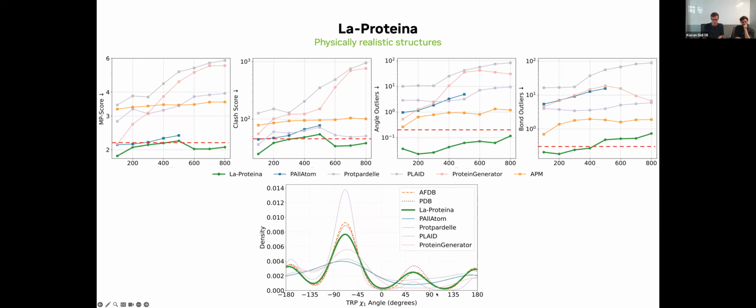Some other models here miss these peaks, or collapse onto a few rotamers and miss others completely. And some others get the right rotamers, but with different distributions, like overrepresenting some of them. So we are quite happy to see that, despite the low temperature, we actually follow the distribution quite nicely.